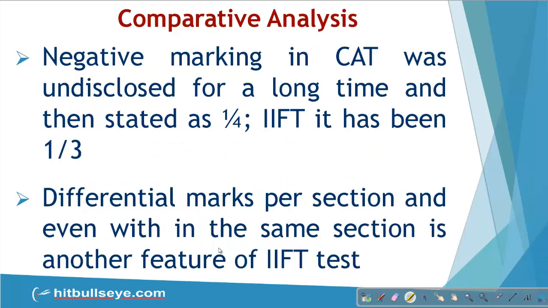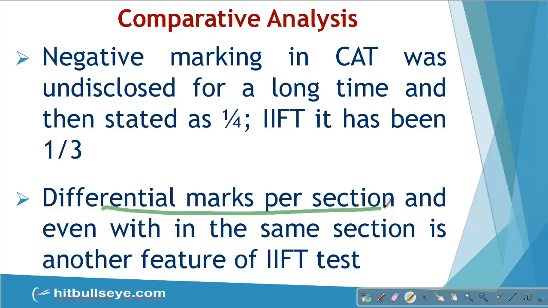Negative marking in the CAT was undisclosed for a long time, and then it was stated as 1/4. IIFT on the other side has been 1/3. Now the only takeaway for the test taker from this point is that both the tests penalize you for guessing wildly and for wrong answers.